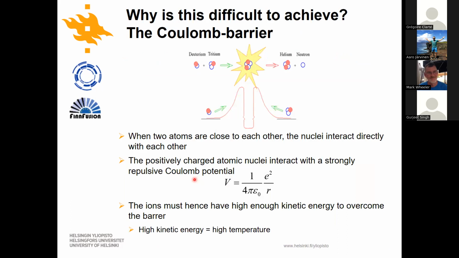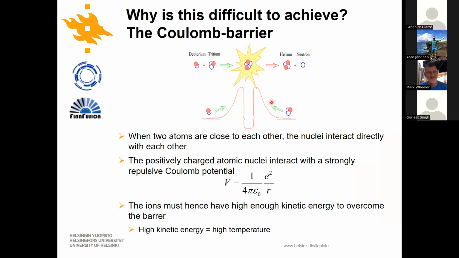Well, so that graph looks simple, just take nuclei and start fusing them together. We'll get lots of energy, but there is also a very simple physics reason why this is not at all easy to achieve. If you remember from high school physics, nuclei are all positively charged. If you have two positive charges, they repel each other with a Coulomb potential, a repulsive potential.